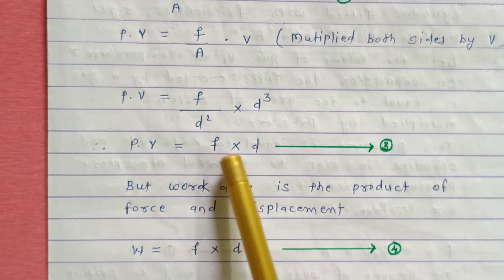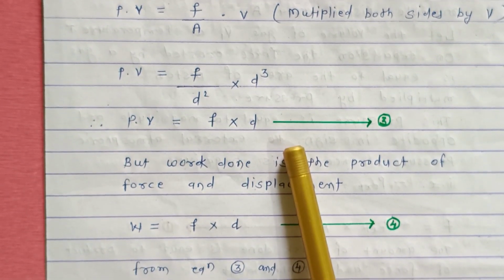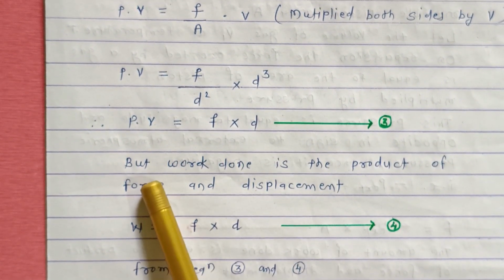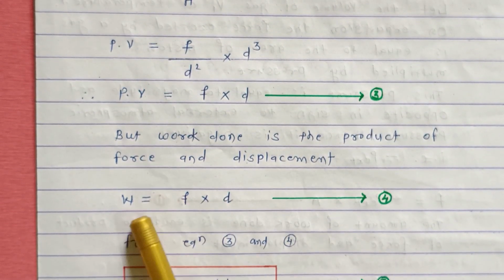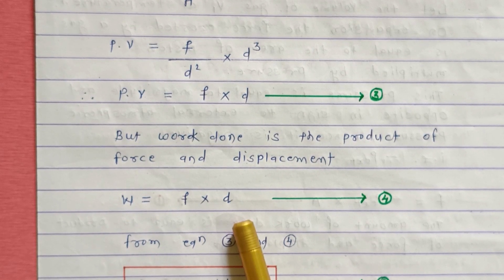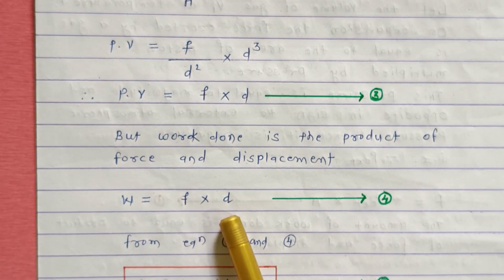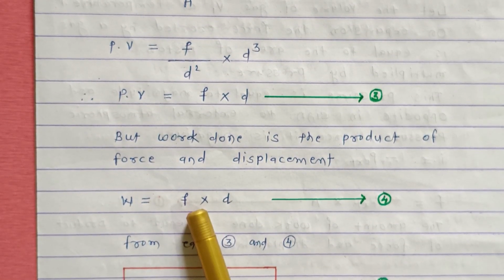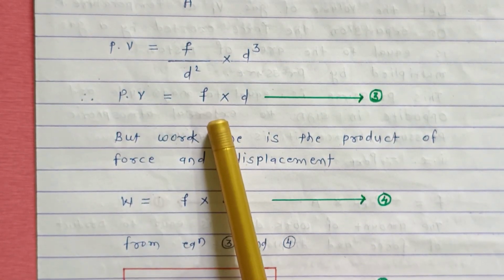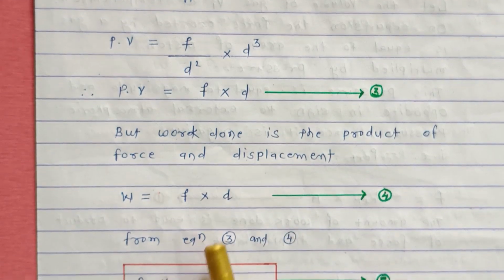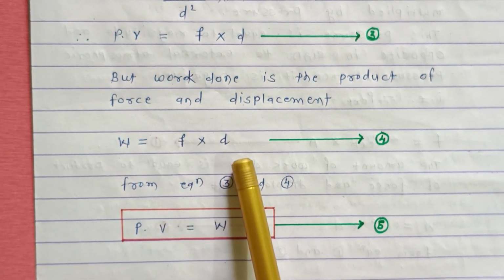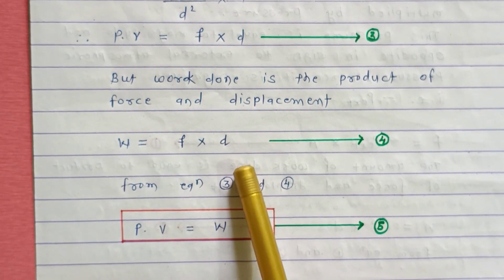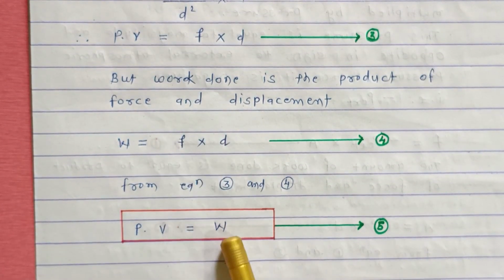Pressure times volume is equal to force into displacement. But इसके पहले हमने देखा है work done is the product of force into displacement. Equation number 1 लिया था अपन ने, W is equal to F into D. As W is equal to F into D, so here we can put this value in equation number 3. P into V is equal to force into displacement. So P into V is equal to W, because F into D is equal to W, means you can place P into V is equal to W.